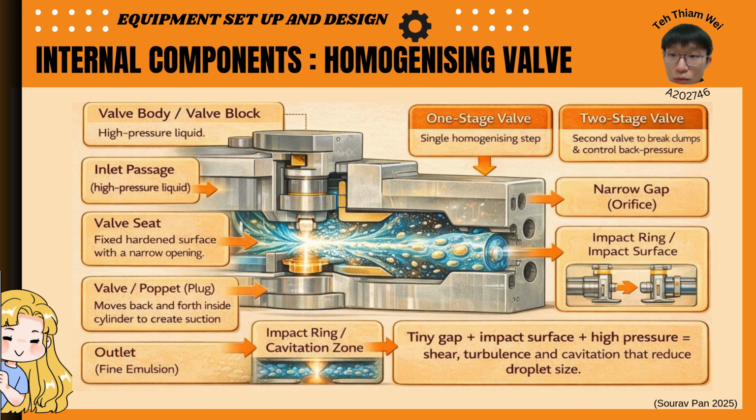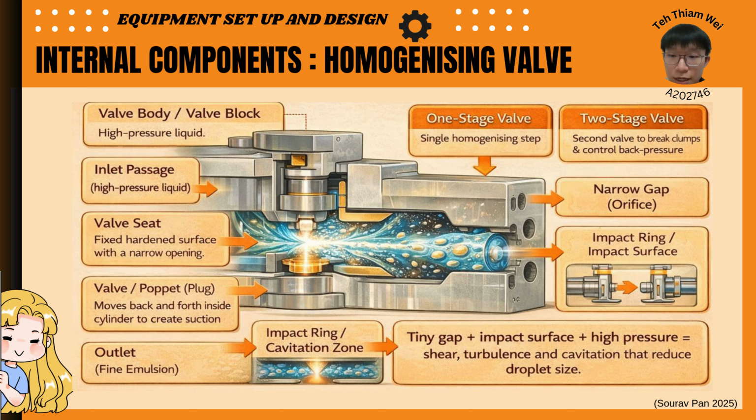The other component is the homogenizing valve. It has two built-in valves, which are the one-stage valve and the two-stage valve. The one-stage valve is used when there is a single homogenization step. The two-stage valve is the second valve, used to break clumps of sample and control back pressure. Then I will explain each of the components one by one.